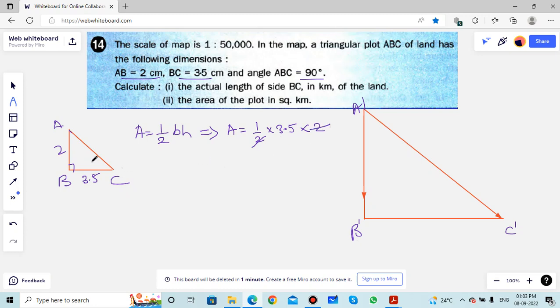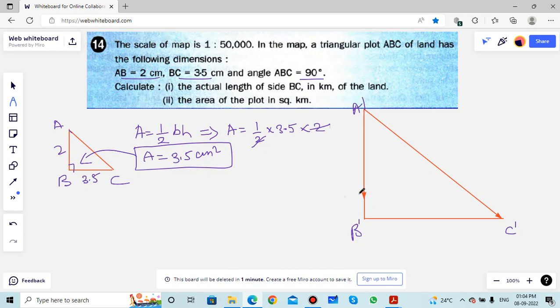So the area of this triangle is how much? 3.5 centimeter square. Remember, area is always square. 3.5 centimeter square, this is the area of this triangle. Now first of all, they are asking the actual length BC in kilometer first. We found the area, right? We will use it in the next part of the question.